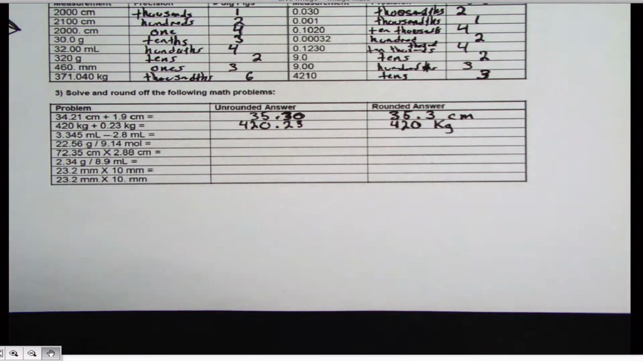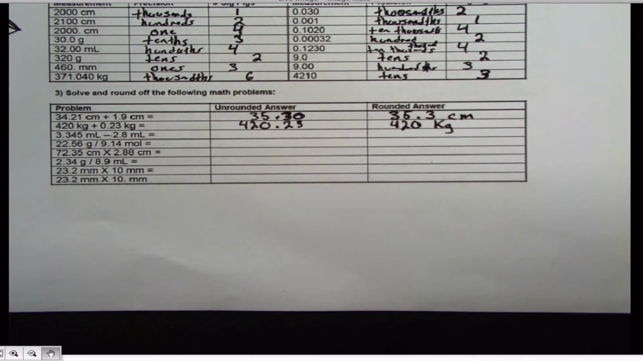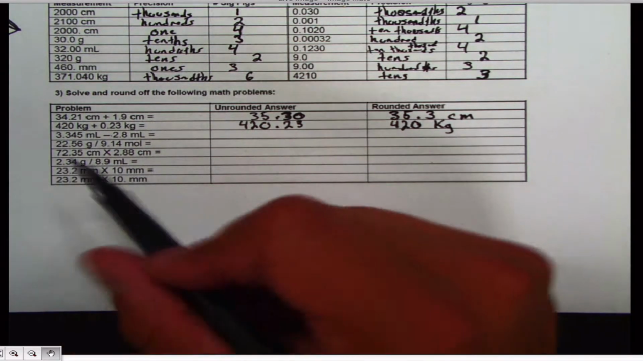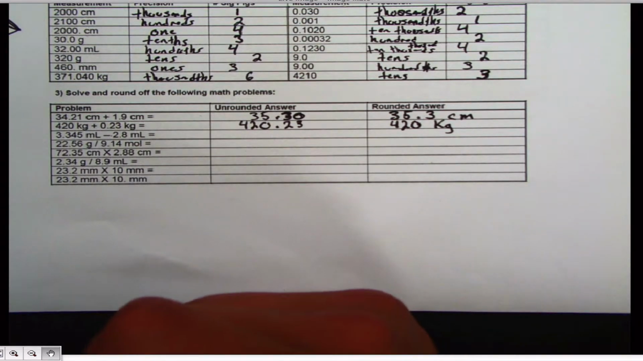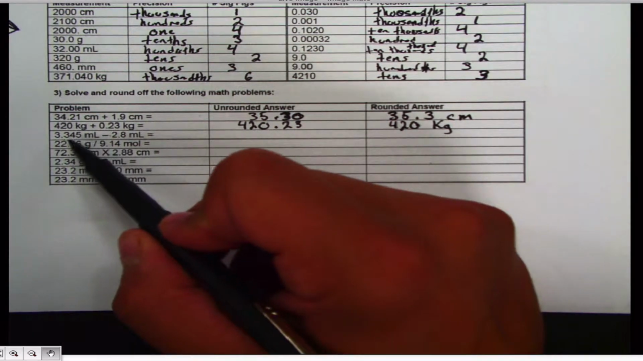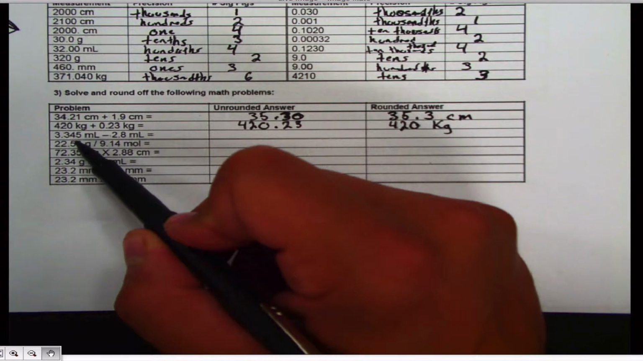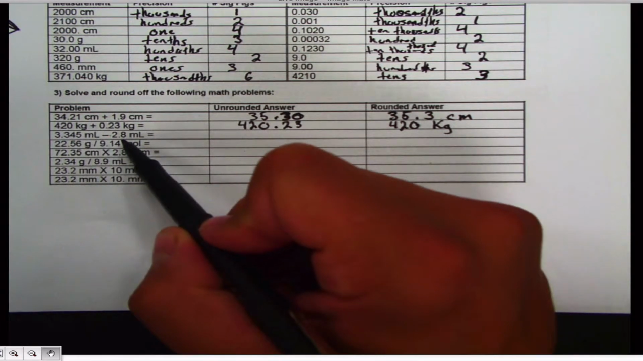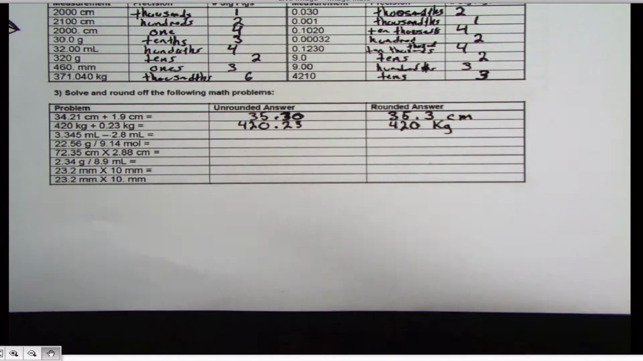So we go 3.345 minus 2.8. Right now, if you look at this number, you can ask, where is my least significant figure? Well, this one's measured to the tenths, hundredths, thousandths. This one's measured to the tenths. So I'm going to round to the tenths once I figure out my number. You just have to plug that into your calculator if you don't know it off the top of your head.